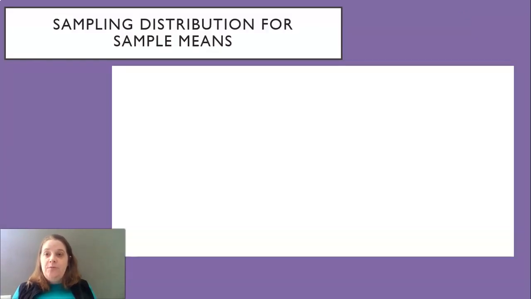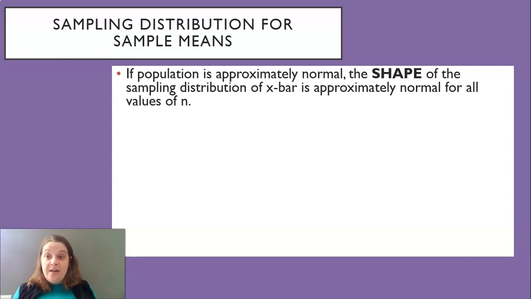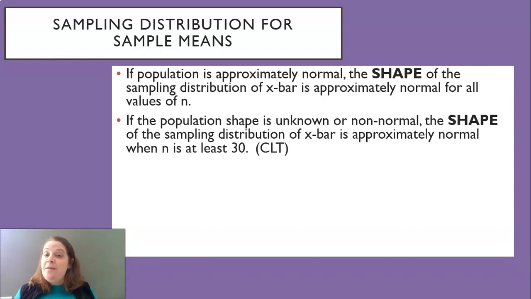Okay, just to recap here. If I'm talking about repeatedly taking samples from the population and calculating the mean of those samples, and my population is approximately normal, the shape of the sampling distribution of the x bars is approximately normal for all values of n. It doesn't matter how big the sample is. If my population shape is unknown, or if it's non-normal, the shape of the sampling distribution is also going to be approximately normal, as long as n is at least 30. That's called the central limit theorem, and it's only good for means. You cannot use the central limit theorem for proportions.